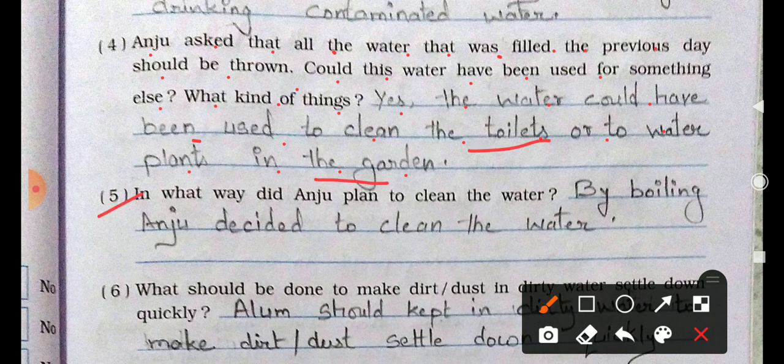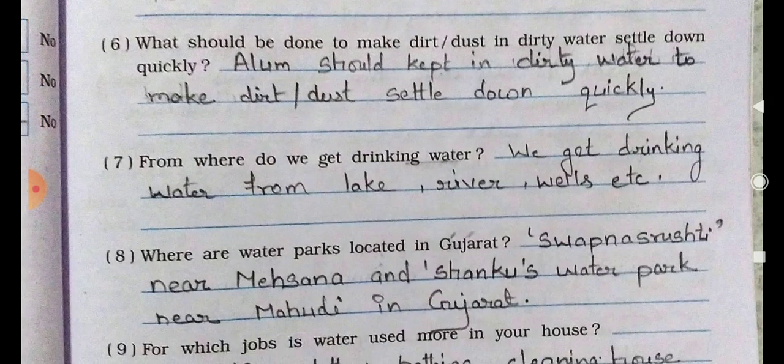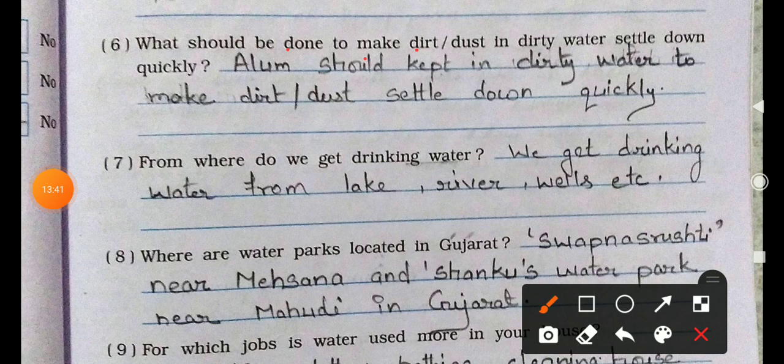Number 5. In what way did Anju plan to clean the water? By boiling, Anju decided to clean the water. Number 6. What should be done to make dirty dust or dirty water settle down quickly? Alum should be kept in dirty water to make dirt and dust settle down quickly. With the use of alum, we can quickly settle the dirt in the water.